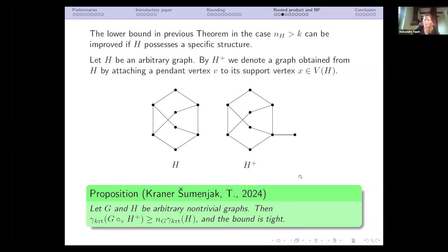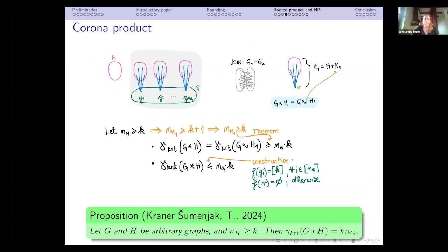Okay, so now let's move on to the next result. We were also able to easily derive the formula for the corona product in the case when the order of H is at least k. Why? Because we can see the corona product as a special case of the rooted product. Yeah, this is our corona product. Recall that the corona product is, what do we do? We take copies of H, and then we connect each vertex in each H layer with the corresponding vertex in G.